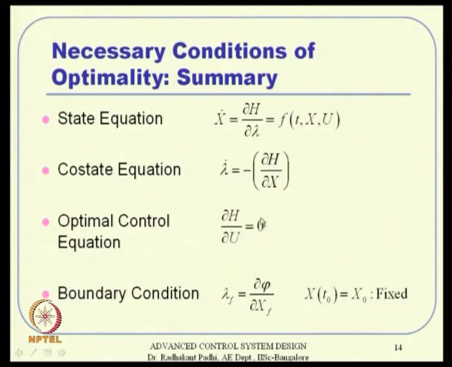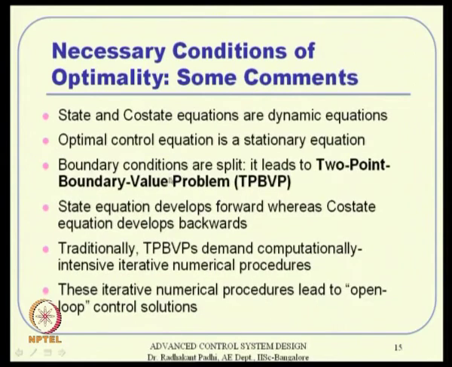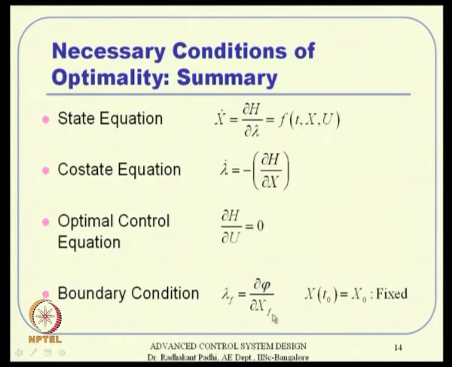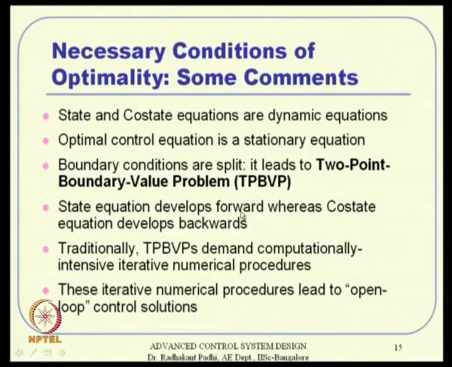And third point, because the boundary conditions are split, it essentially leads to a 2-point boundary value problem, and that is the point I have explained already. So, the problem is in 2n dimension, and n conditions are given at one point of time, which is the initial time, and n more are given at the final time. So, that excites the case of a 2-point boundary value problem, which is usually difficult to solve.